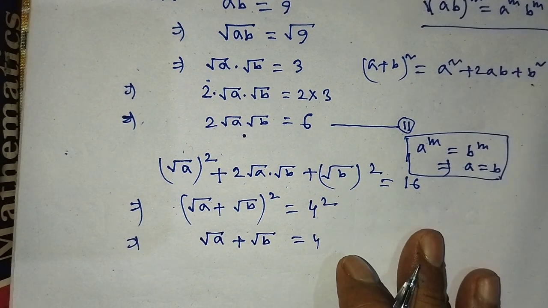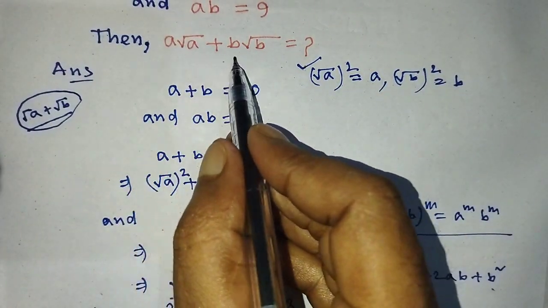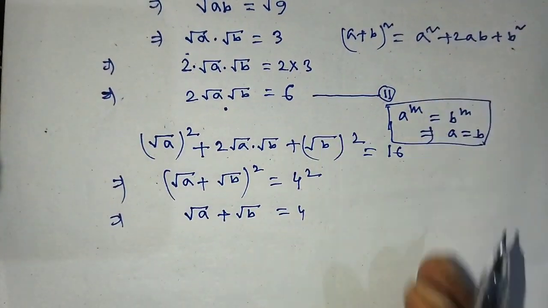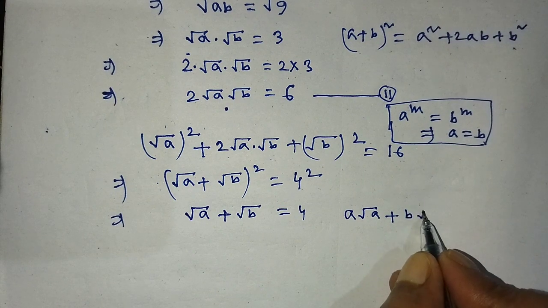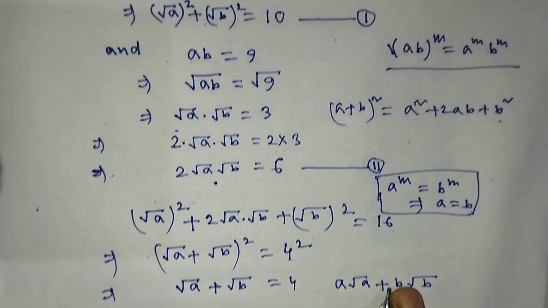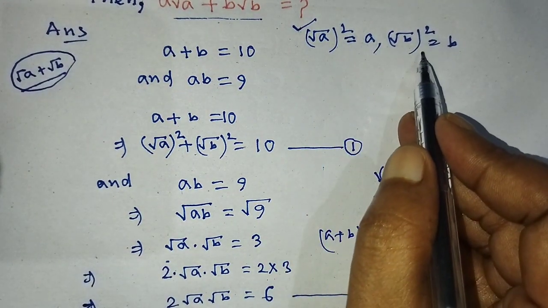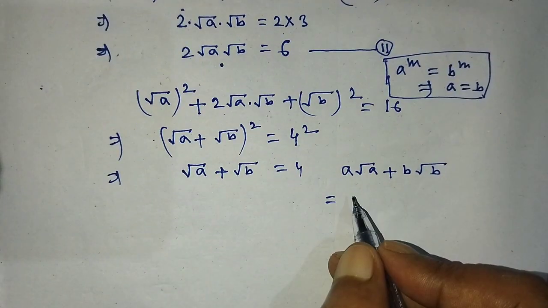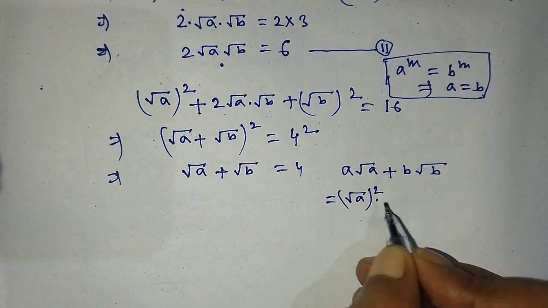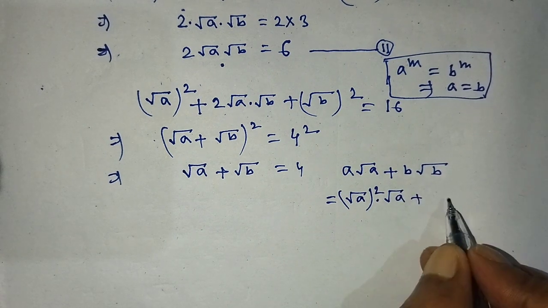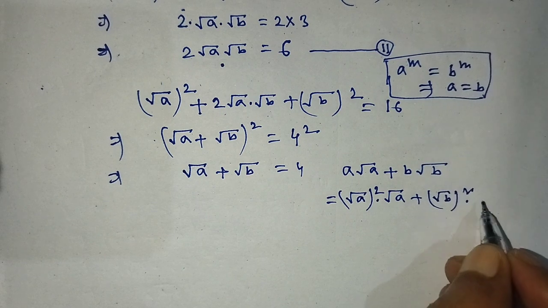Okay, so after that my dear student, we have to find the value of this algebraic expression. So we have to write here a root a plus b root b. Okay, so student, we know that root a whole square is equal to a and root b whole square is equal to b. So in the place of a we have to write root a whole square into root a, plus in the place of b you have to write root b whole square into root b.